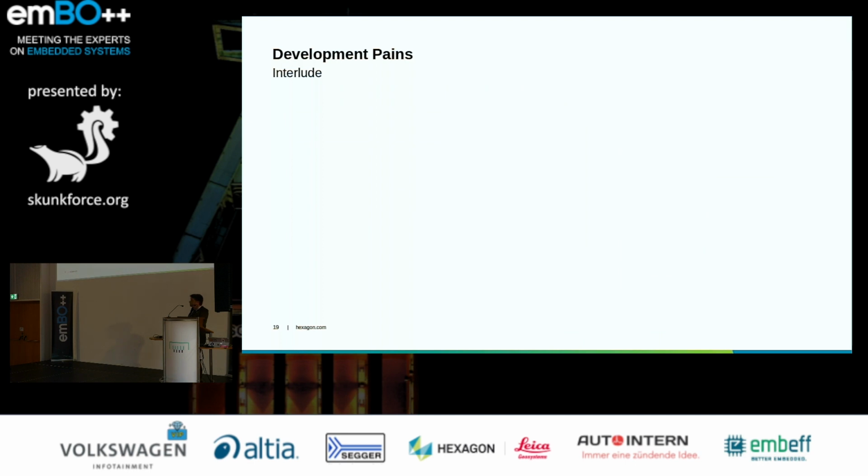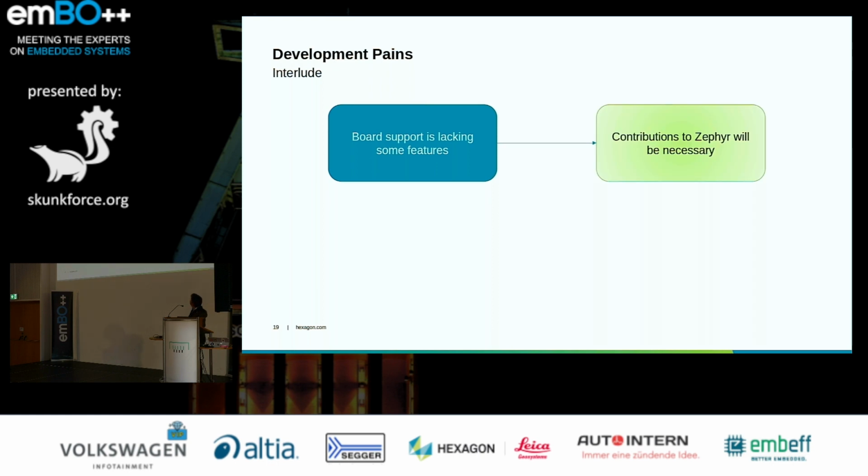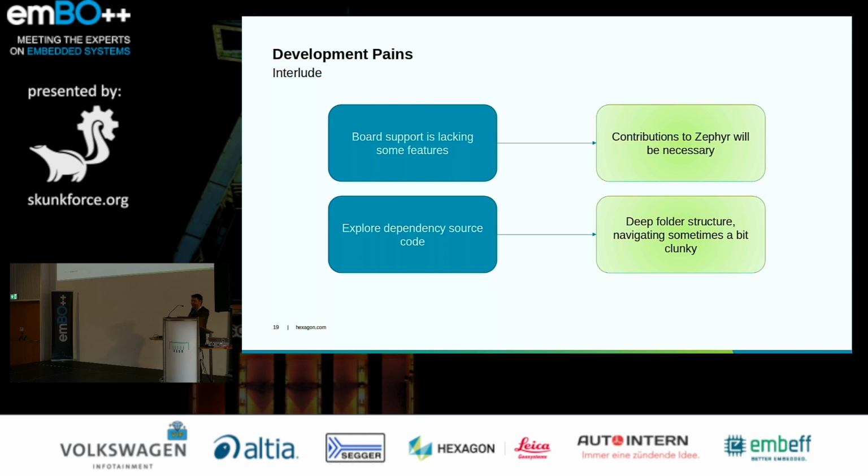And what we observed, and this is where it became a bit painful for us, is that our board was, of course, supported, but not 100%. And unfortunately, this not-100% support was something that we needed. So it was necessary to add some contributions to Zephyr. That was the first thing that we had. The other story was that since we were a bit unfamiliar with Zephyr, it was oftentimes the case that you wanted to explore the source code a little bit. And if you look at the project structure that we had before, it was all very deeply nested. So it was very easy to get lost in this deep folder structure, and it's a bit clunky.